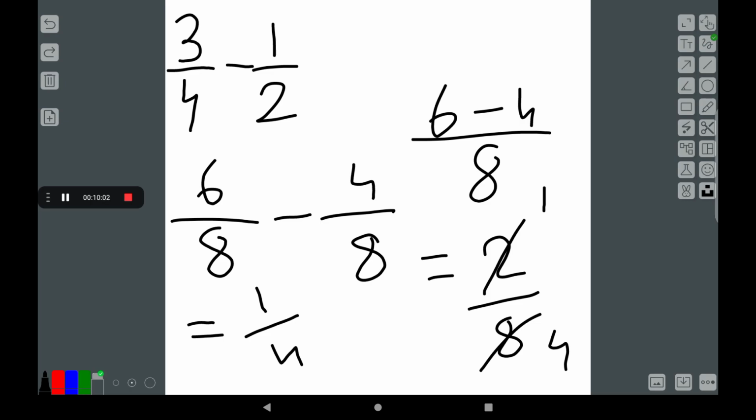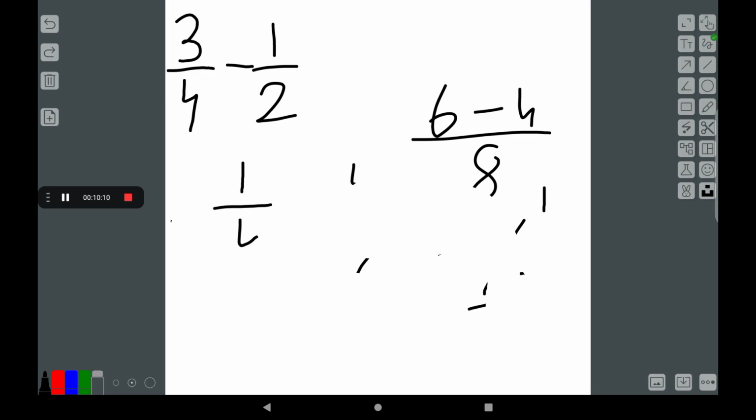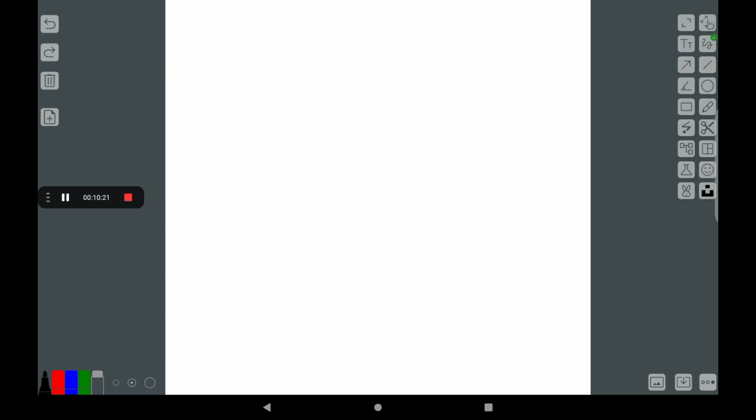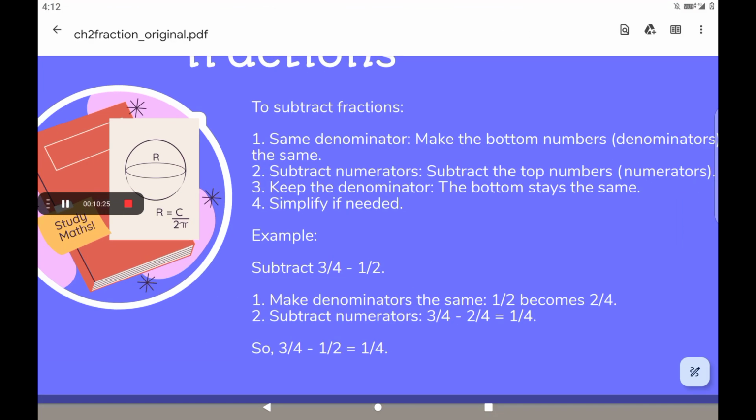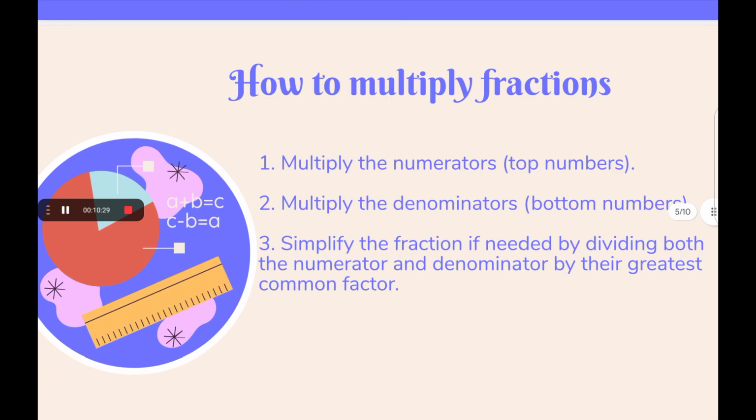Let me write it clearly. 1/4 is the answer here. Okay guys, understood? Note down the things, you will understand it quickly if you focus. Now let's move forward. Now we will do how to multiply fractions.